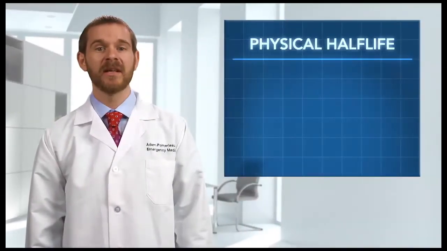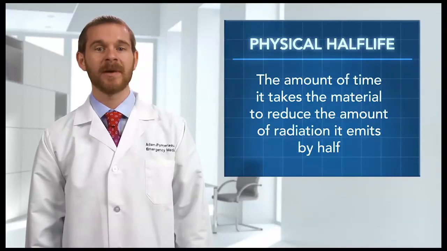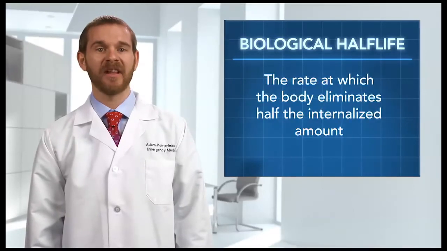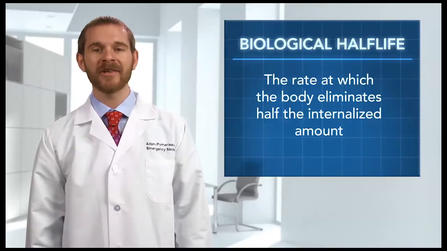Radioactive material is removed from the body through a combination of natural radioactive decay and biological excretion processes. Radioactive decay is measured in physical half-lives and is the amount of time it takes the material to reduce the amount of radiation it emits by half. Similar to this concept, a material's biological half-life is the rate at which the body eliminates half of the internalized amount. You can think of the biological half-life as being equivalent to the elimination half-life of a drug. Because radioactive material is removed through a combination of radioactive decay and biological elimination, each radionuclide will have a specific so-called effective half-life that is shorter than both the physical and biological half-lives.